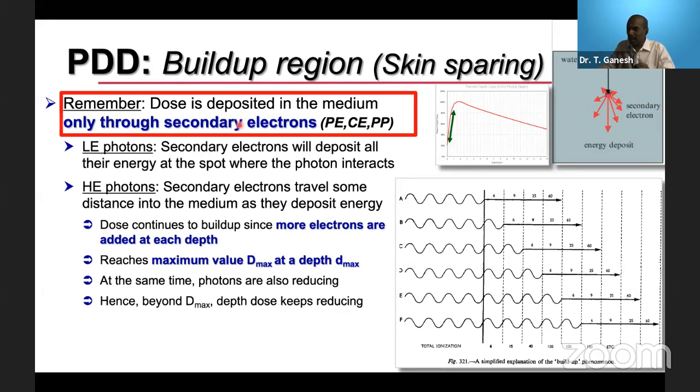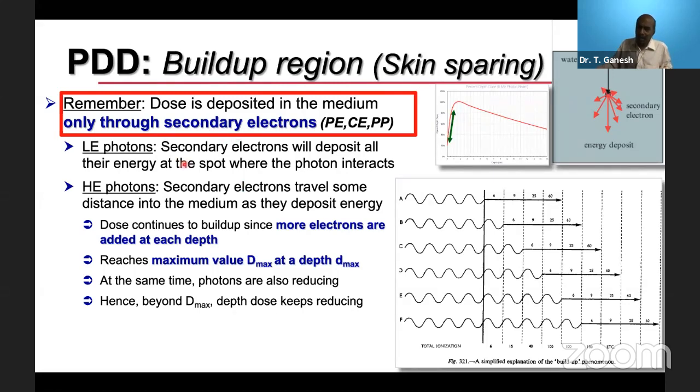I'm sure that this point would have been mentioned to you in the previous lectures. So the energy is given first from the photons to the secondary electrons. These secondary electrons can be photoelectric effect electrons or Compton effect electrons or pair production electrons. So energy is given first to the secondary electrons, and it is these secondary electrons which in turn are depositing the dose in the medium. So the dose that we are talking about, centigray, gray, is actually deposited by the secondary electrons.